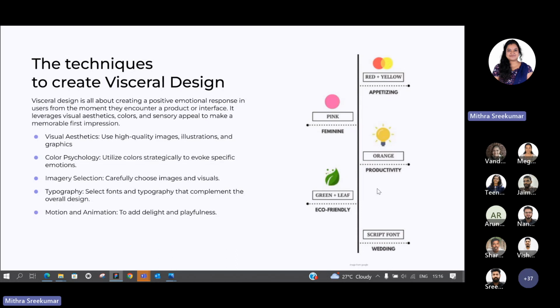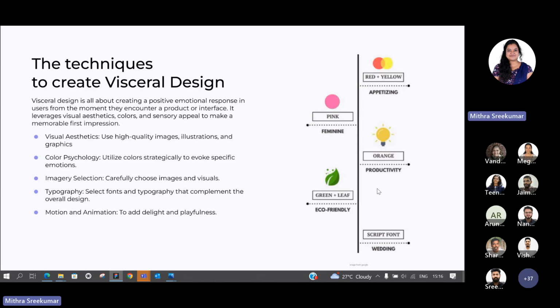Wise use of images can be selected. And also the typography and motion and small animations that we give to an application. These all are the techniques to create that first impression.